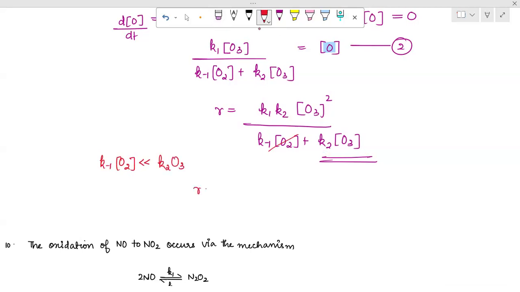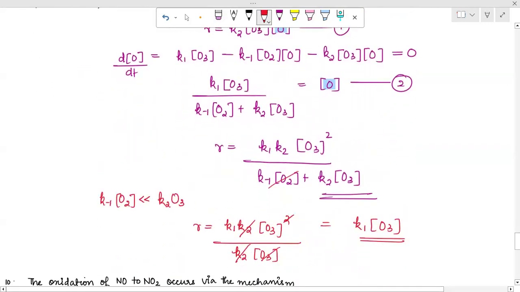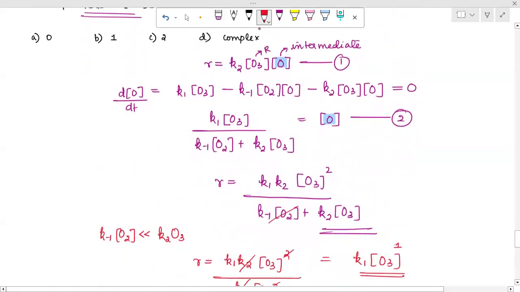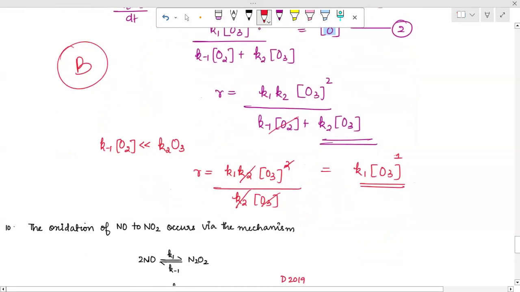So your rate expression now is K1 K2 O3 to the power 2 divided by K2 into O3. K2 gets cancelled, one O3 gets cancelled. So your rate is just K1 into O3. What is the question? What is the order with respect to O3? Order is 1, option B.